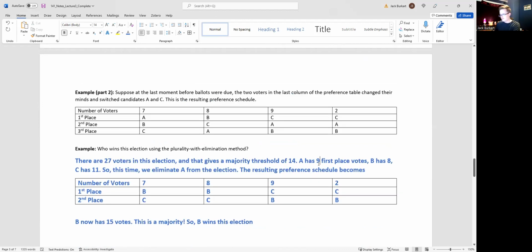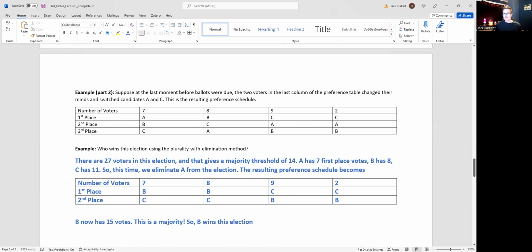Actually, no, I need to fix that quickly. Good thing I caught that. So let me fix that right there. A has 7 first place votes, right? They only received the first place votes from this particular column right here. B has 8 first place votes, and C has 11 first place votes.